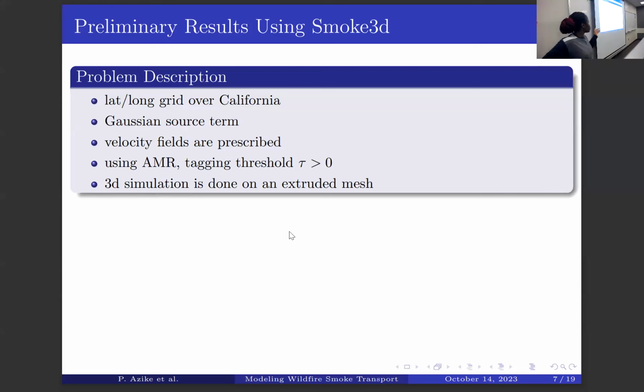So we implement the transport equation in SMOK 3D, and we have our lat-long grid. We just selected the region of California. We used a Gaussian source term to indicate how smoke is being injected into the atmosphere when a fire starts, the prescribed velocity fields, and then we set a threshold to just refine wherever there's smoke. We also see a 3D simulation. We had an extruded mesh, and then we refined outwards.